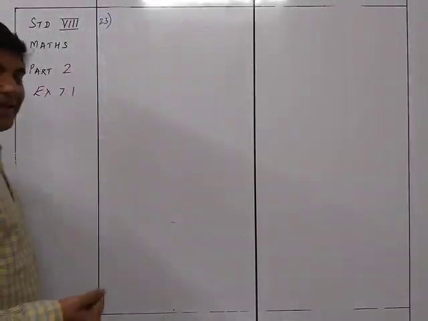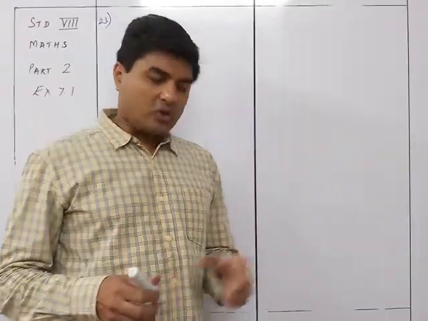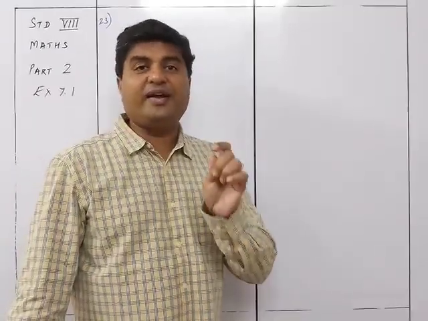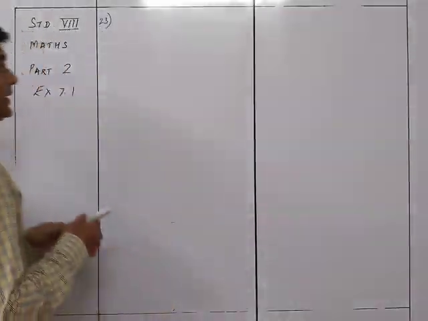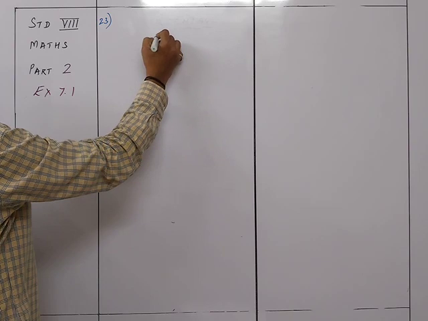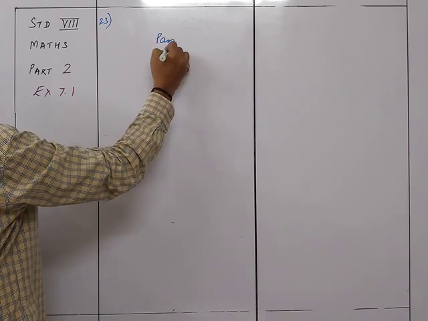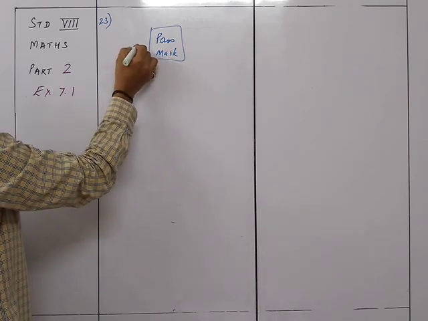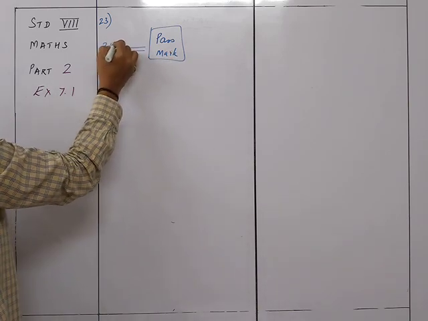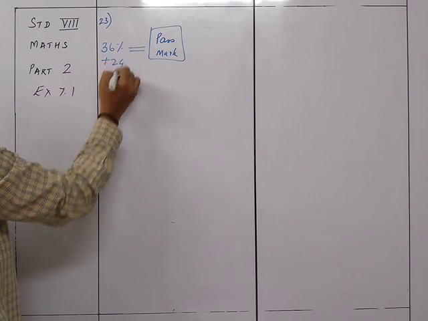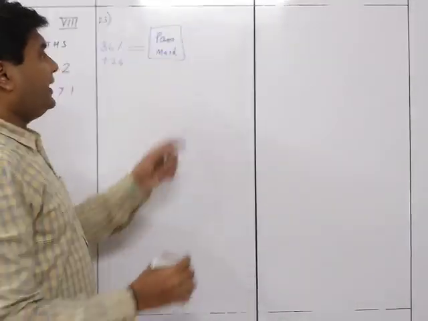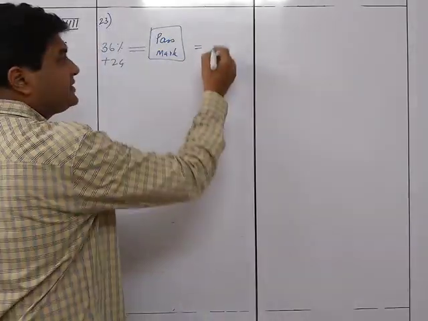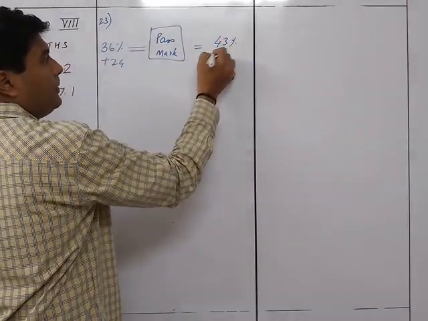Okay. So what has happened is that one person has got 36% in the examination and he fails by 24 marks. So it is this way that if this is the passing marks, this passing marks are such that it is equal to 36% plus 24. And it is also equal to 43% minus 18.